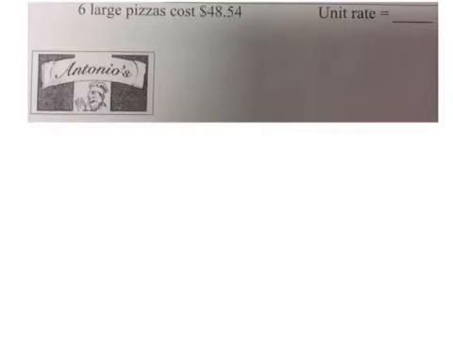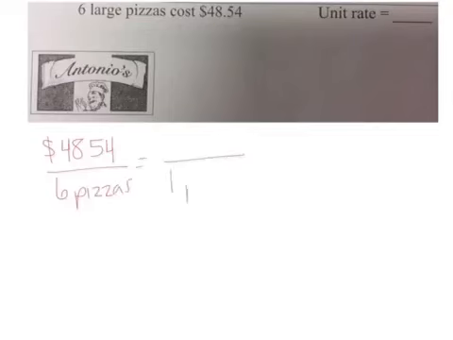All right, so now we're ready to move on to Antonio's Pizza. This time, 6 large pizzas cost $48.54. So I'm going to set up my proportion. Here's my original rate, $48.54, and this time it is for 6 pizzas. But I want to know how much it is for 1 pizza. So how am I going to do this? I'm always going to divide by my denominator anytime I'm trying to make a unit rate. So to go from 6 to 1, I divided by 6. So same thing on top. I'm going to divide by 6.